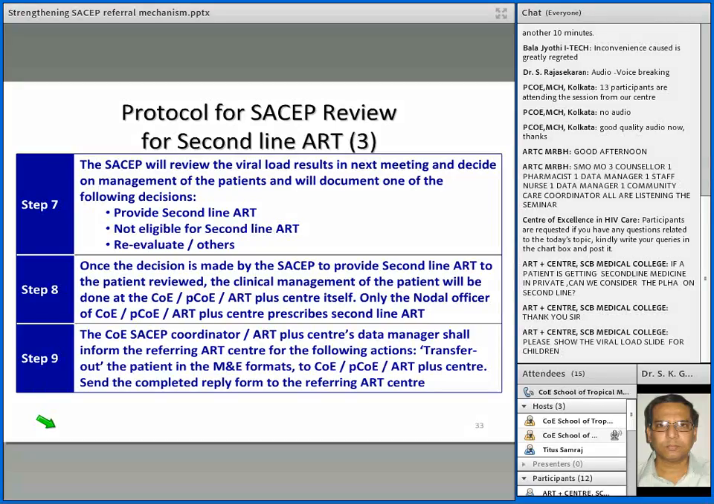Once the decision to provide second line ART to the patient is reviewed, the clinical management will be done at the COE or the PCOE or the ART plus center, and only the officer of the COE or PCOE or ART plus center prescribes the second line ART. This is important. And the ART plus center data manager shall inform the referring ART center for the following actions, like first is transfer out the patient in an M&E format that exists in our program to the COE or PCOE.